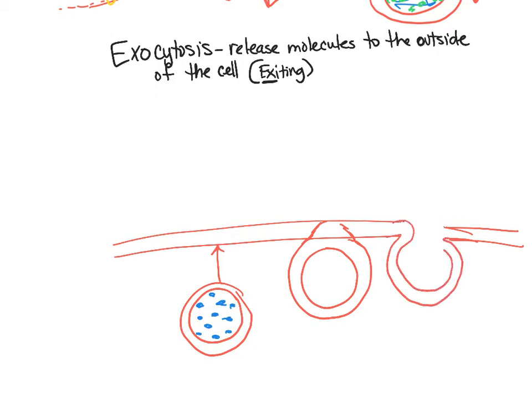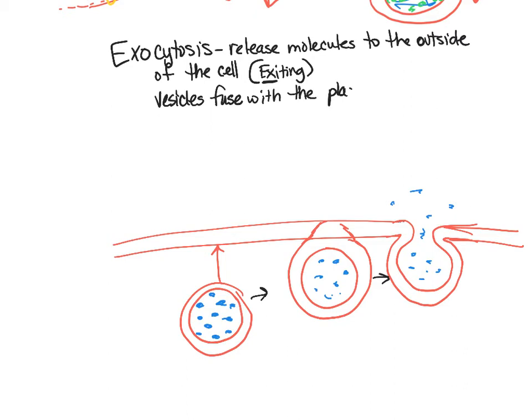to the exterior. So then all of the contents, once we've merged this thing, are able to leave the cell because we've had this merging. So this is a step-by-step process here. And this is exocytosis, so exiting the cell. So our vesicles are going to fuse with the plasma membrane and then release the contents outside.